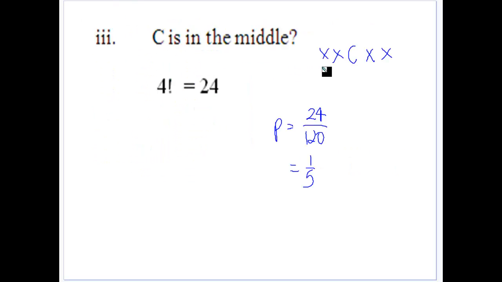What about if C's in the middle? Well, again, if C's going to be in the middle, it's got to be in one particular spot. The others can be arranged 4 factorial ways around that. So 24 over 120, or 1/5.